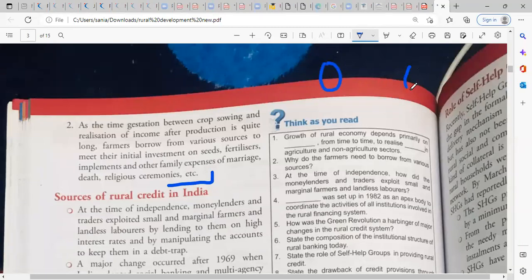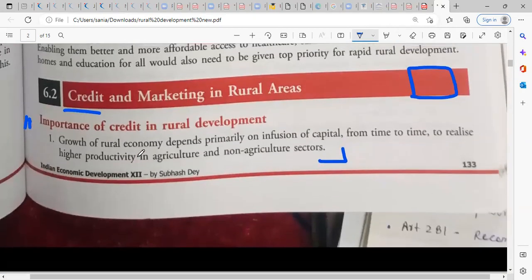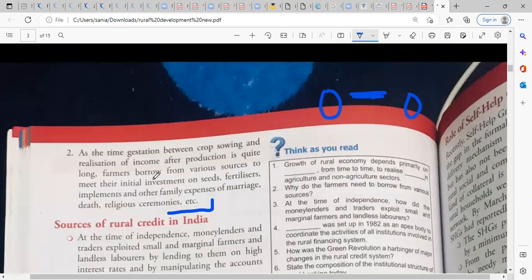So for example, today I am growing the crop. After 6 months, I will cut this crop and only then I can get money. So in between, from where will I get the money? What people basically do is borrow it from someone else. That's why credit is very, very important in rural development. So you will write the heading, then hashtag importance of credit in rural development, first point, and then the second part.